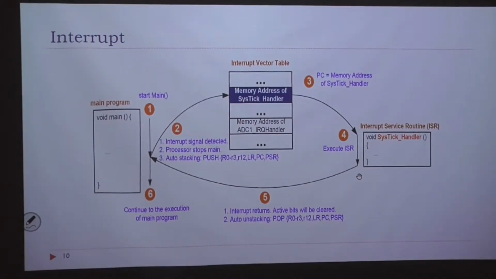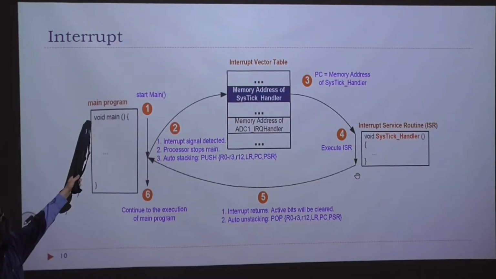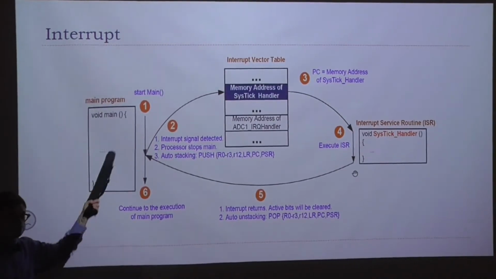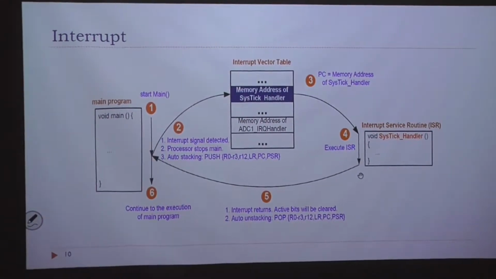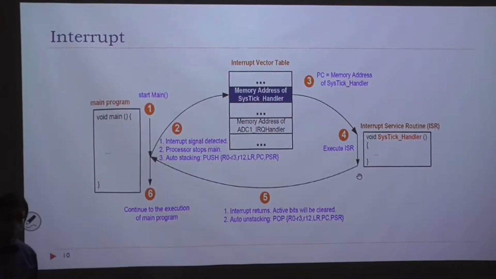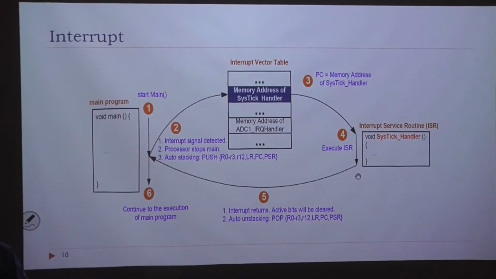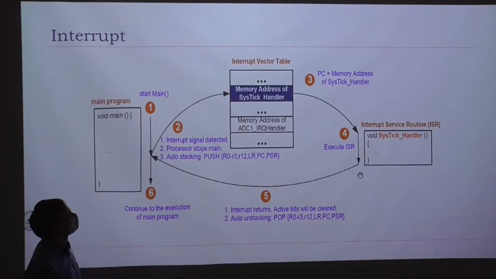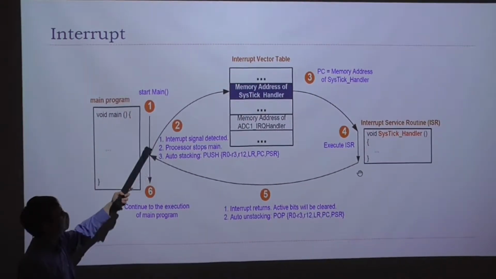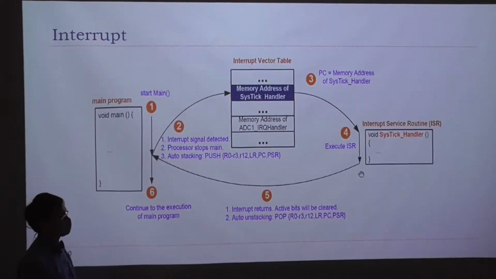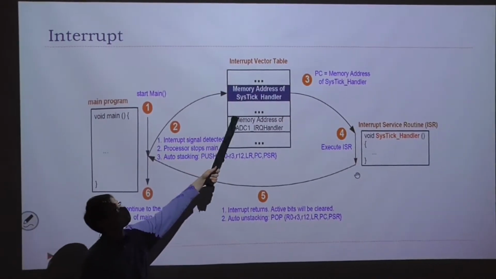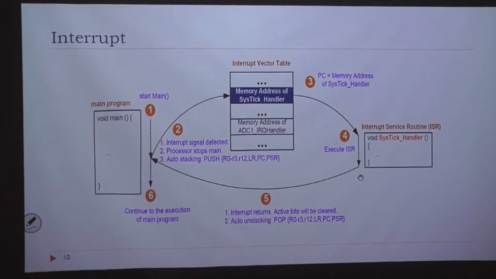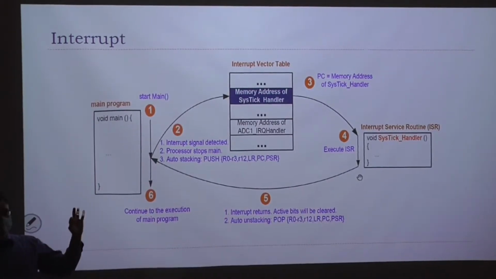Good. So the process in detail, in our main program, we're going along inside of whatever function we're executing. Whatever function we're executing will be on the stack, right? A lot of this will have to do with the system call stack, right? So what happens is at the point when the interrupt signal is detected, we look up the address of the starting instruction of the interrupt service routine in the interrupt vector table.